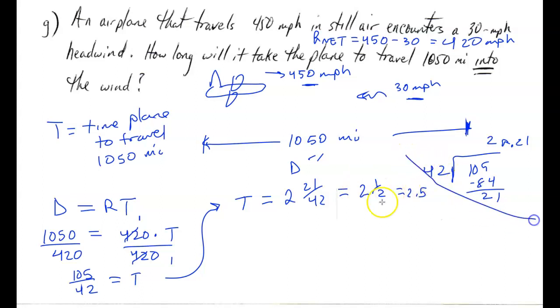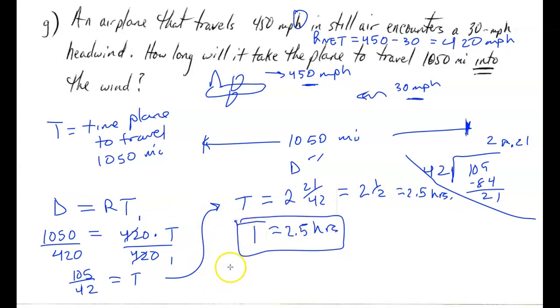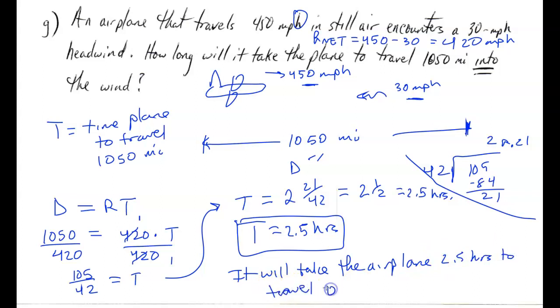Okay. And of course, our time unit is hours. So this would basically be 2.5 hours. So we'll say it will take the airplane 2.5 hours to travel 1,050 miles.